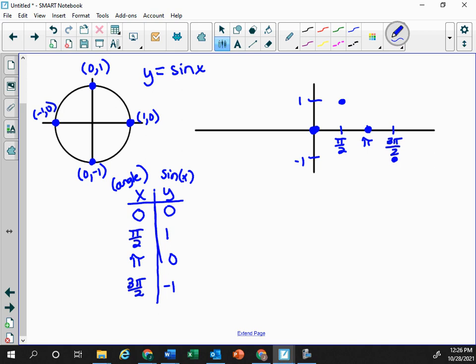And then we have one more to do. If I make it all the way around the circle, what angle is that? 2 pi. What is the sine of 2 pi? 0. Back where we started. Okay, so that's 2 pi. Back to 0. All right, let's stop there for a second.